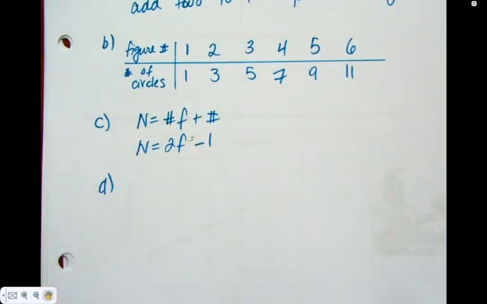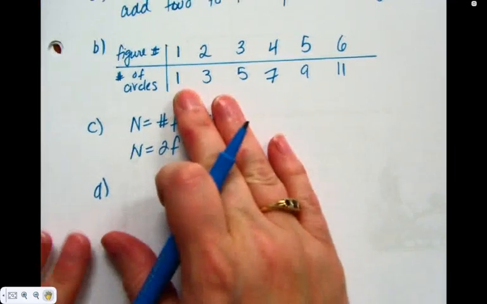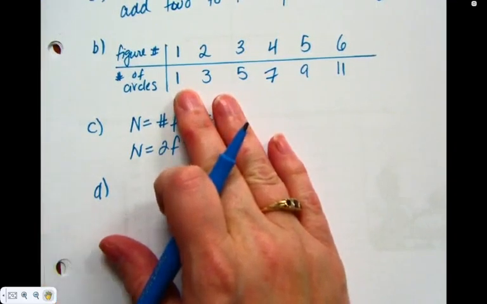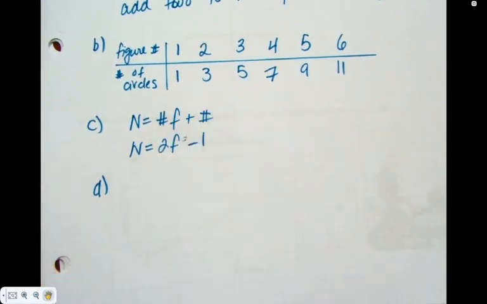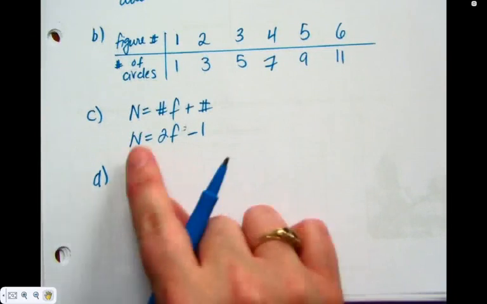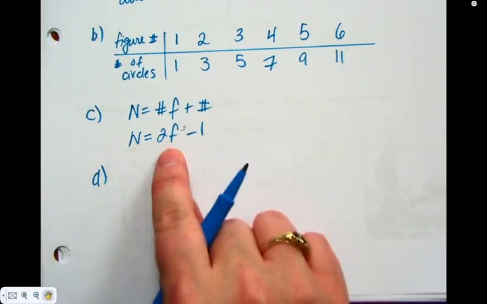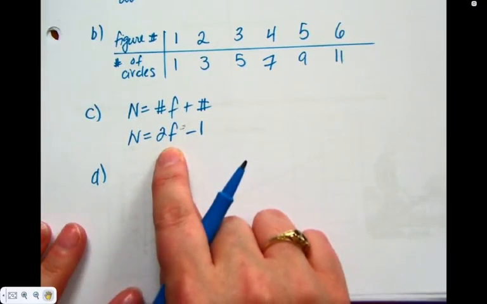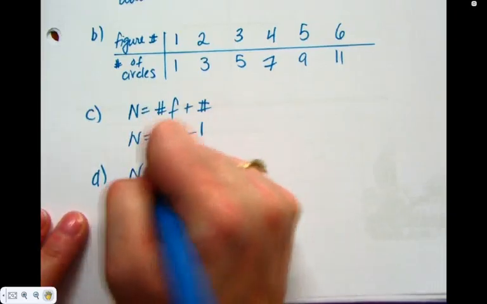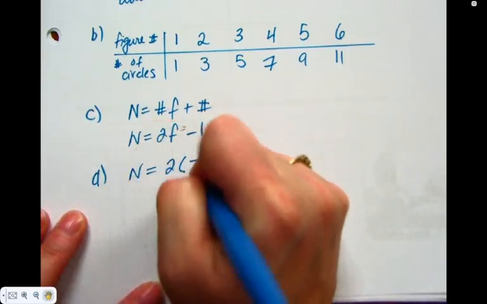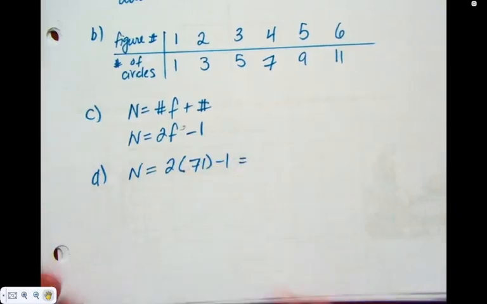D and E will always just be some kind of substitution question. You just have to figure out if I'm putting in for F or putting in for N. How many circles will the 71st figure have? Well, obviously, I do not want to write out the table of values for the first 71 figures. That's why we have these equations, to be able to quickly figure out how many blocks we have. Am I putting the 71 in for N or for F? How do we know it's F? Because it's the figure number. So for D, n has to equal 2 times 71 minus 1.